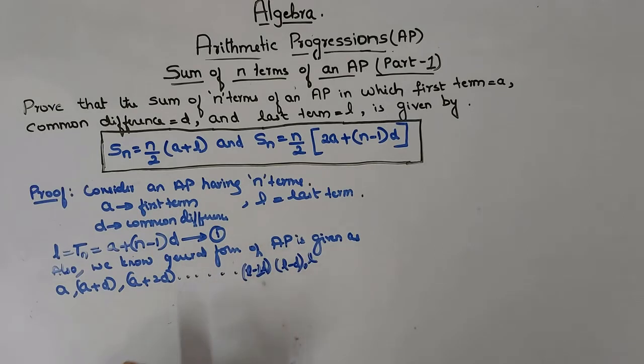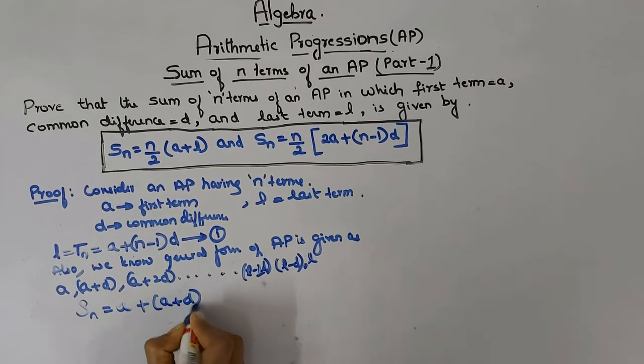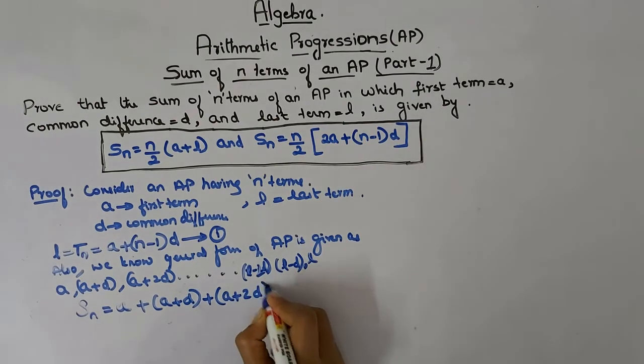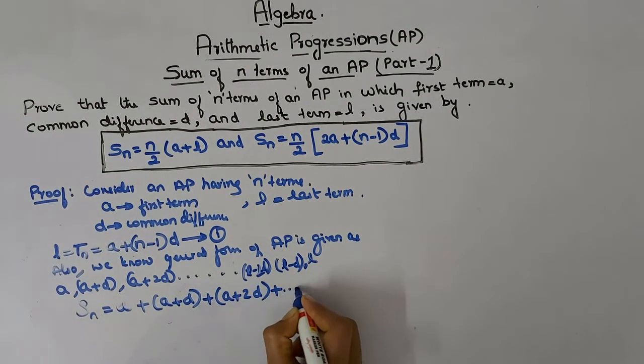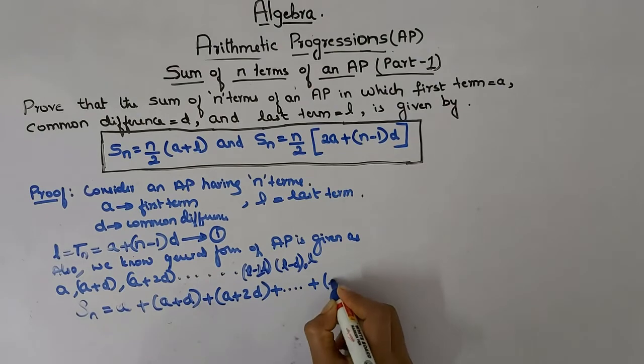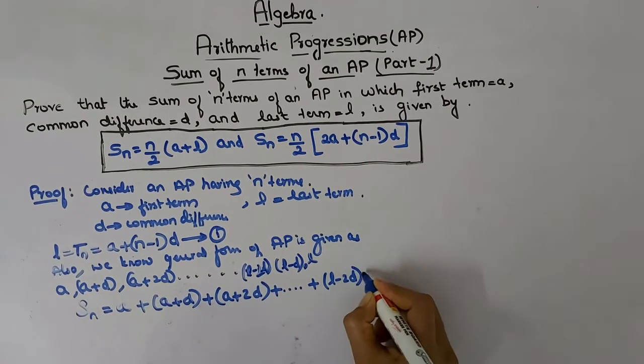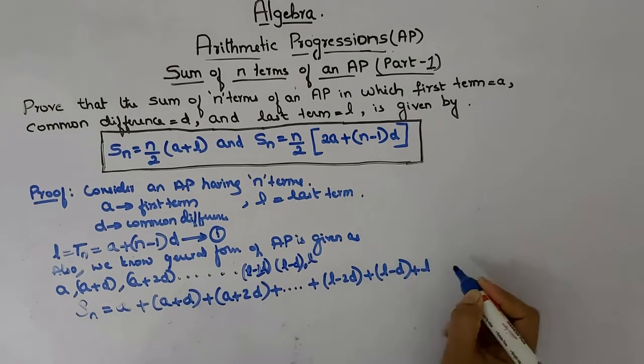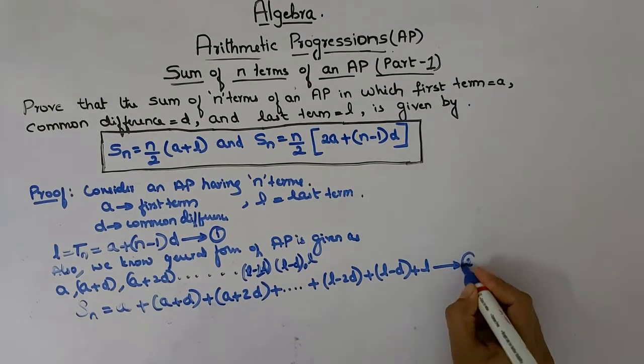We want the sum of n terms. So we have these n terms, and now we want their sum. So Sn is equal to the sum of all these numbers: a plus (a plus d) plus (a plus 2d) and so on till (l minus 2d) plus (l minus d) plus l. Let's take this as equation 2.